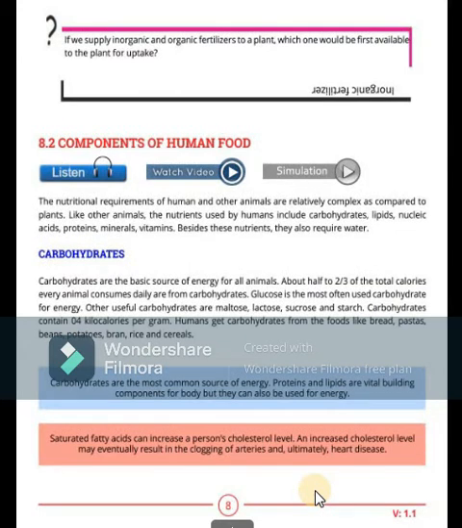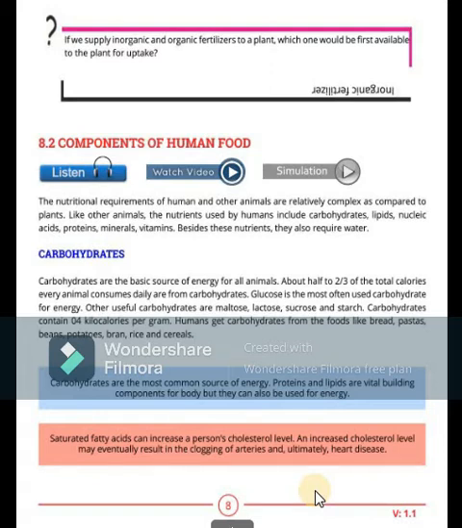Then we will come towards the components of human food, those components that are good for humans, and their quantities. Carbohydrate is one of the major components that is required. Carbohydrates, lipids, nucleic acids, proteins, minerals, and vitamins are all necessary for the human body, and these are the main components of our food as well.